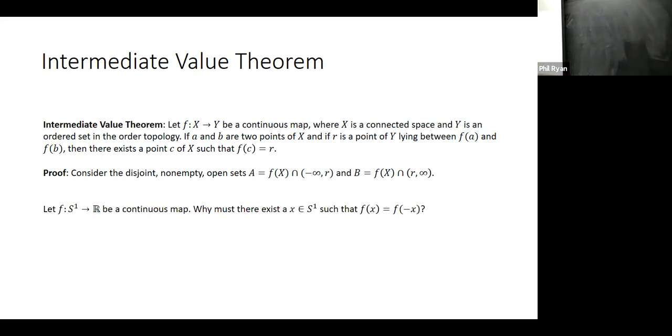Okay, so you might have seen problems like this, or maybe not exactly this problem, but a problem like it in calc. So let's say we have a continuous map from the sphere to the real numbers. Why must there exist a point on the sphere such that the function is equal on antipodal points? And there's just one little cute trick that does it for us.